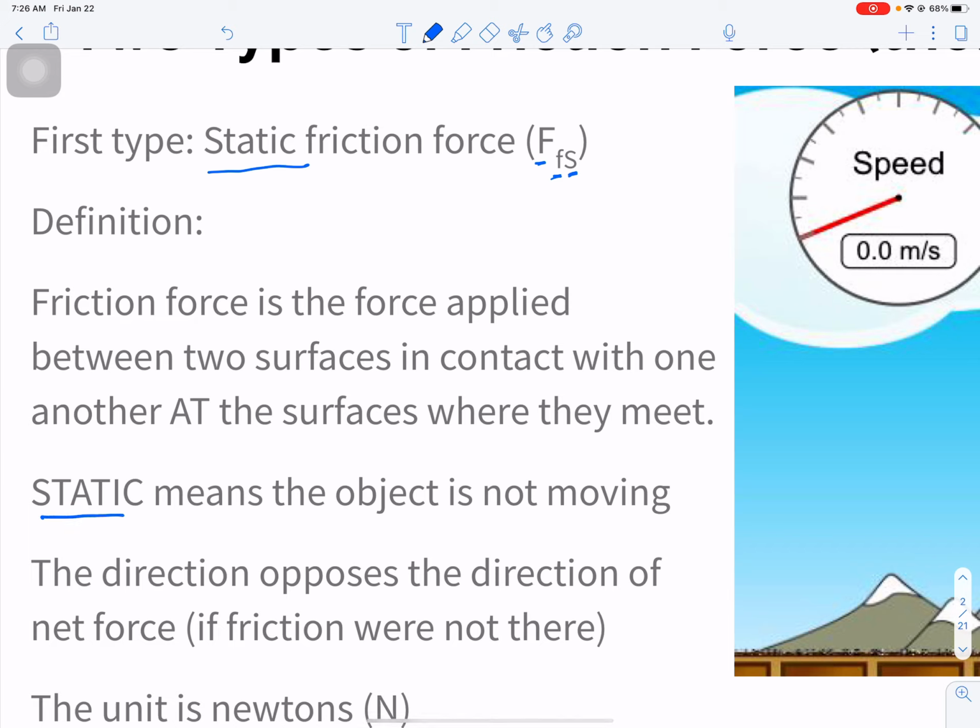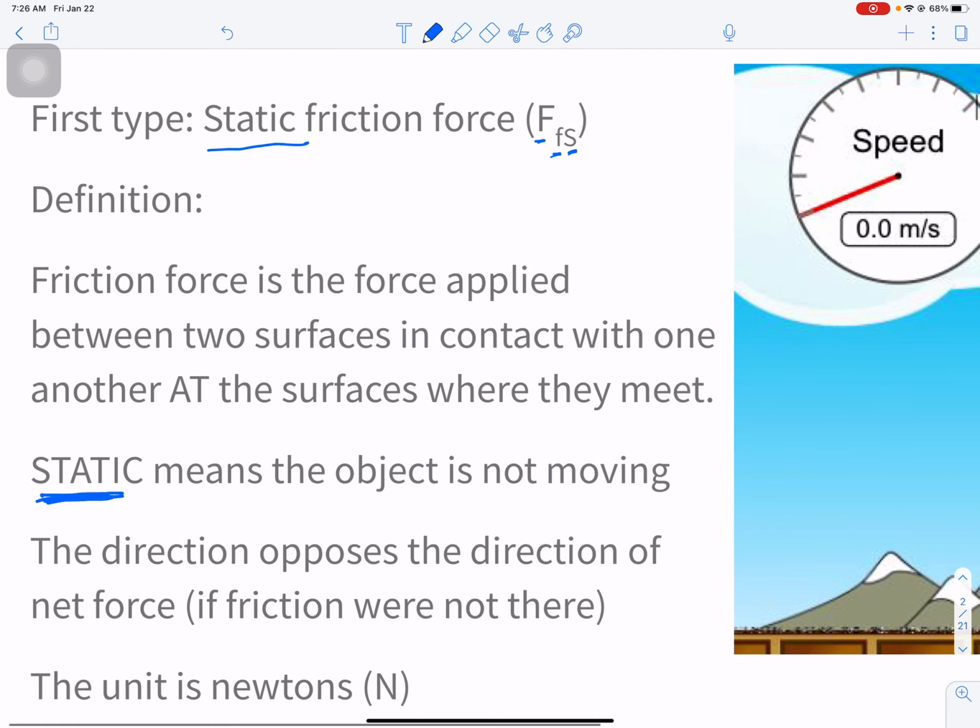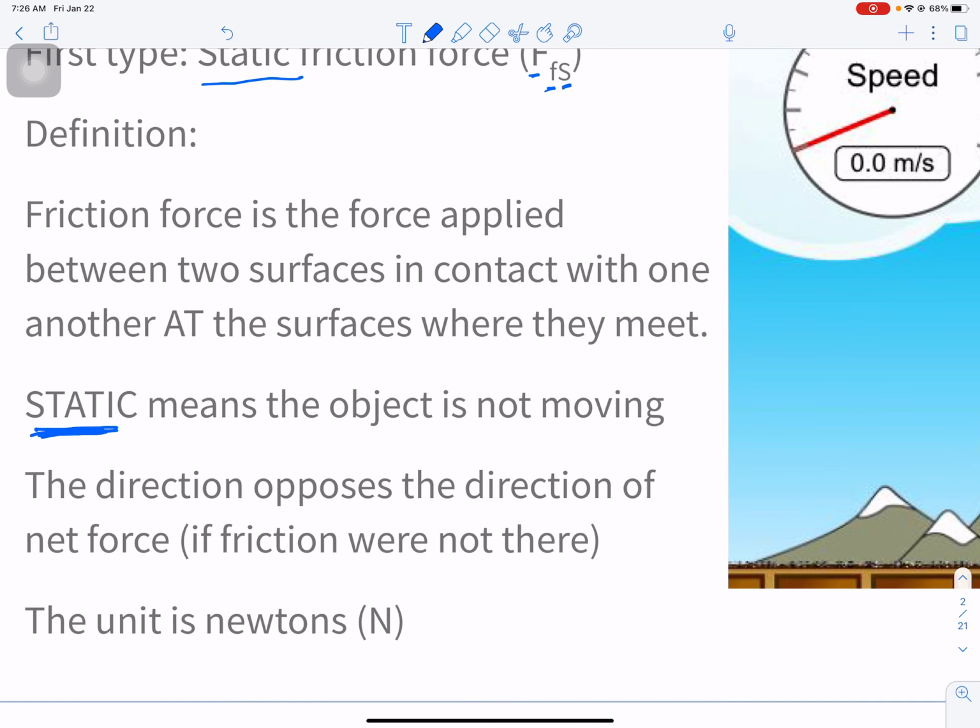Now, the static type of force means the object is not moving. You can think of the roots of static: stationary, so not moving. Another important thing is that the direction of static friction opposes the direction of the net force if the friction were not there. And the unit, like all forces, is newtons, and the symbol is a capital N.